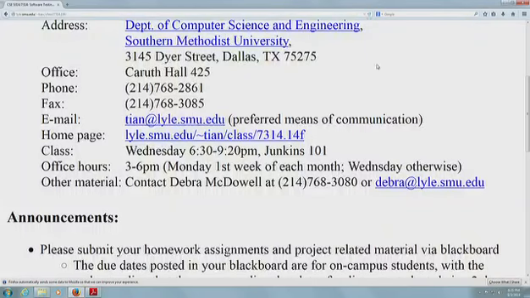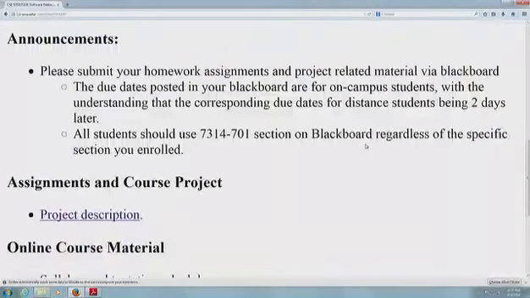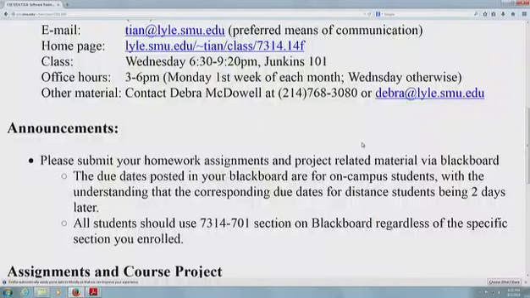Homeworks, I haven't posted anything yet because I'll be waiting until the end of today's class, and I'll be posting homework number 1 in a couple of days. Maybe I'll make some small change depending on how much material we cover towards the end of today's class. So just watch out for the homework posting.